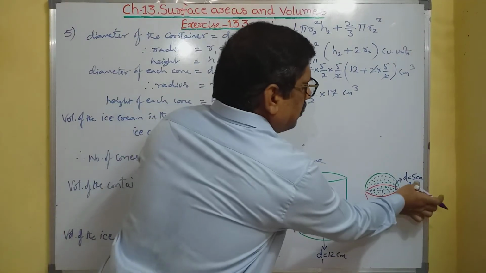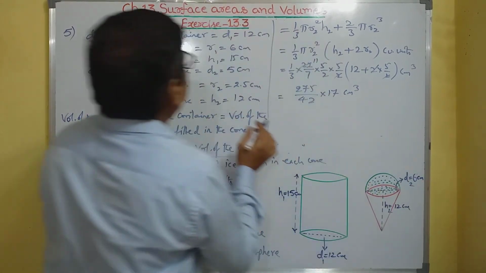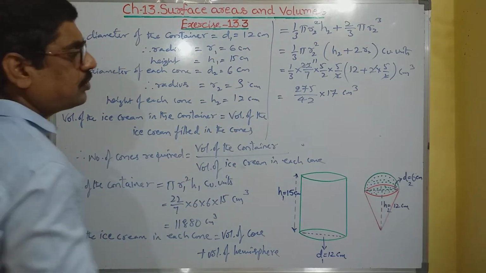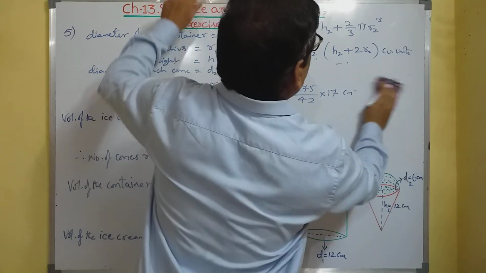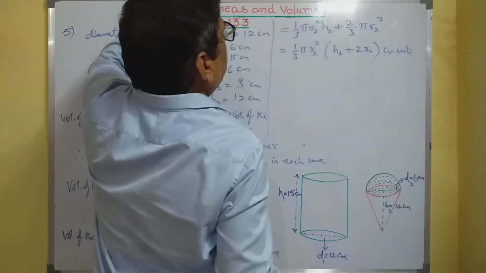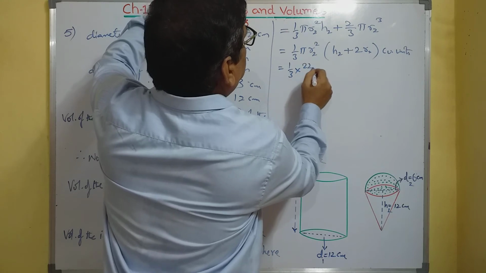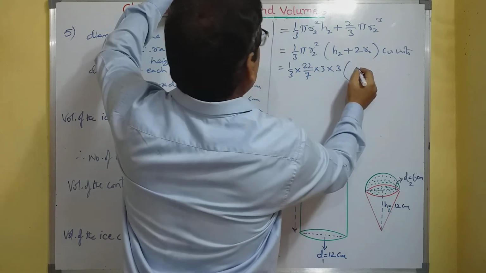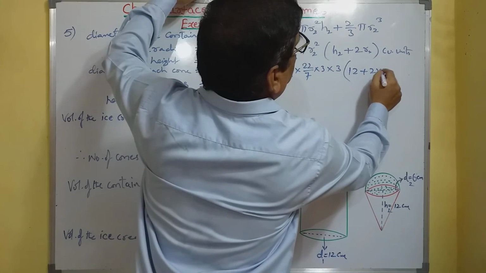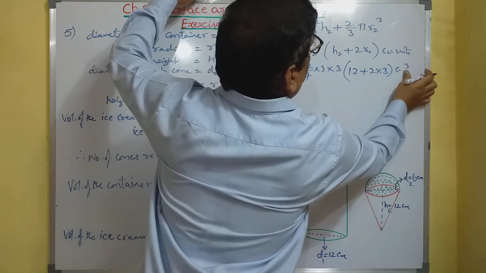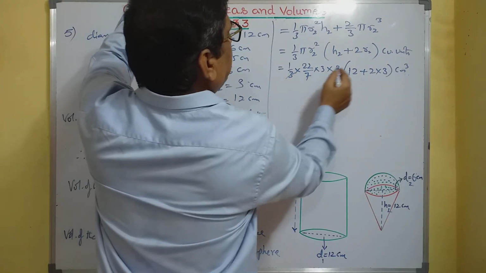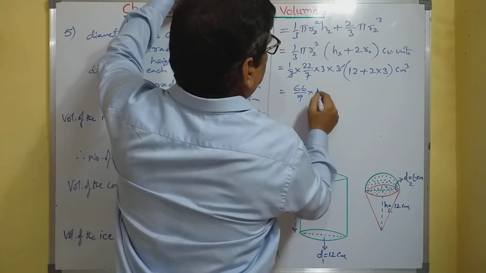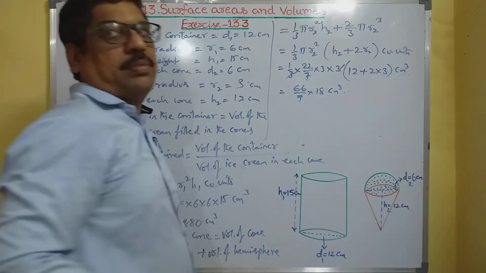Sorry, here the diameter of the ice cream cone is not 5 centimeters, it is 6 centimeters. So D2 is 6 centimeters, therefore R2 is 3 centimeters. Now let us substitute once again. Here 1 by 3 pi, 22 by 7 into R2 is 3 into H2. H2 is 12 plus 2 into 3, centimeter cube. Okay, now 3 will be cancelled. Here 22 3s are 66 by 7 into 12 plus 6, 18 centimeter cube.